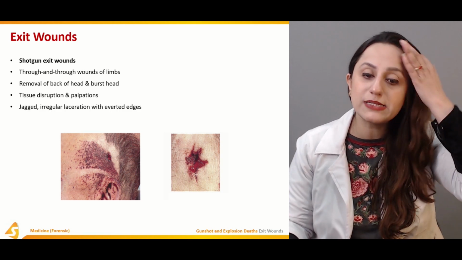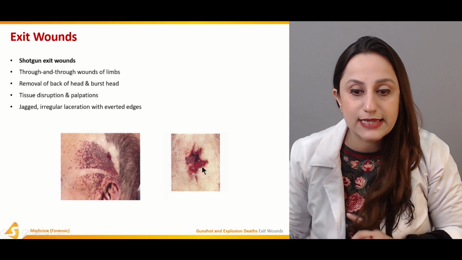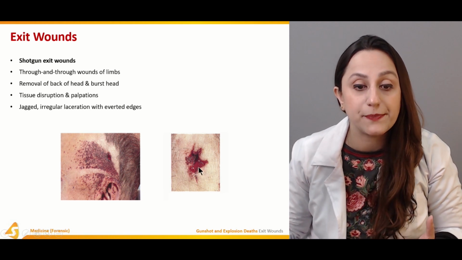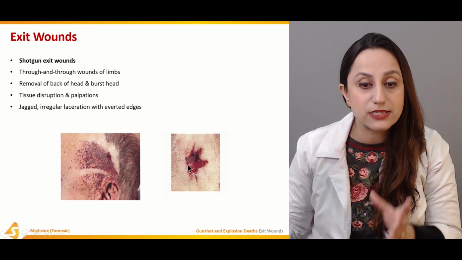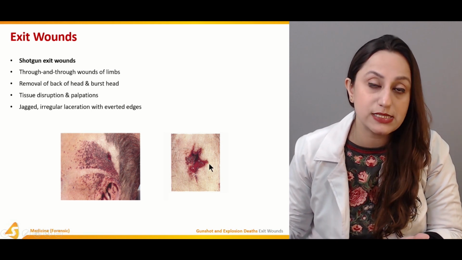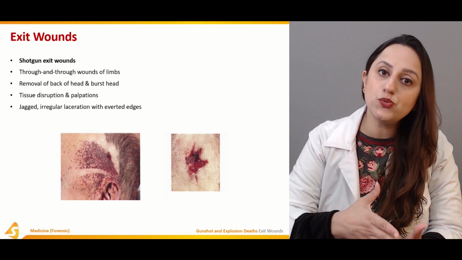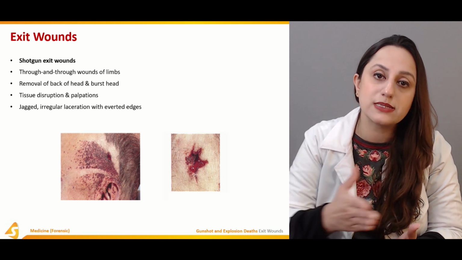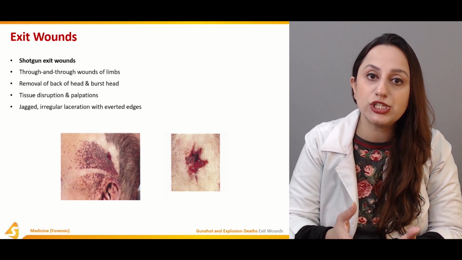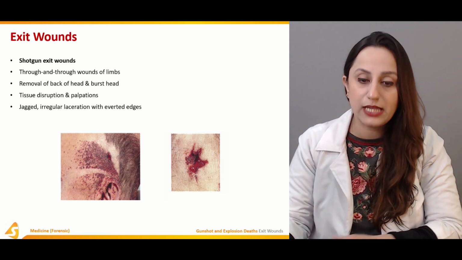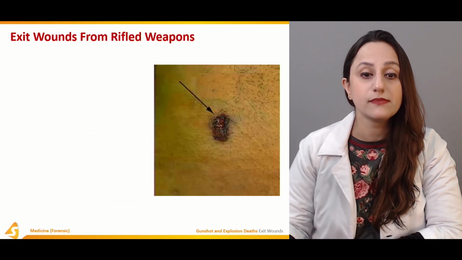Now, exit wounds have a very jagged appearance, as can be seen in this diagram. It is an irregular laceration with everted margins. The edges are quite everted in an exit wound, whereas in an entry wound there are inverted margins. So this is how we can differentiate exit wounds from entry wounds.